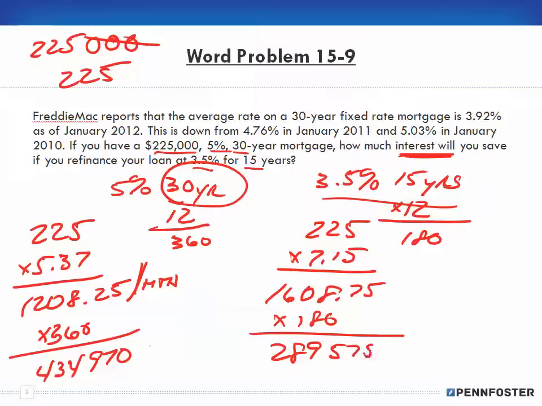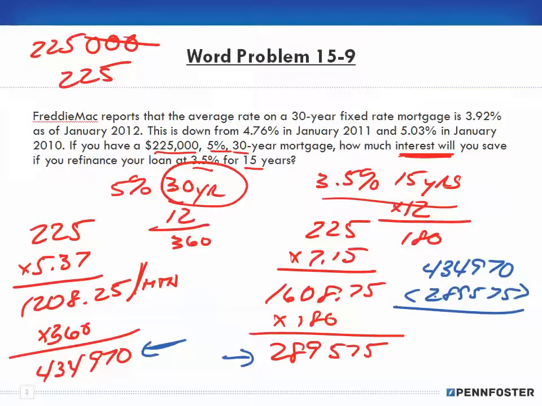289,575. Okay. All right, so now we know the amount here as our total payments for the 30 years and the amount here for our total payments for the 15 years. And basically all it is is the difference between the two, less the 289,575. And we end up with a difference of $145,395 in interest. Okay, so that's our answer, $145,395.